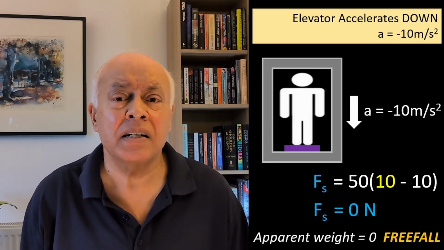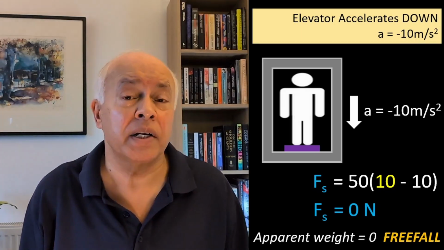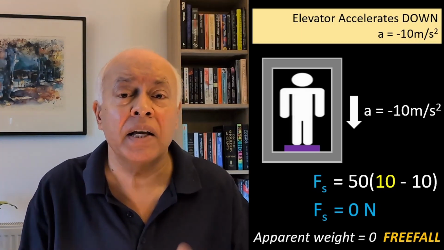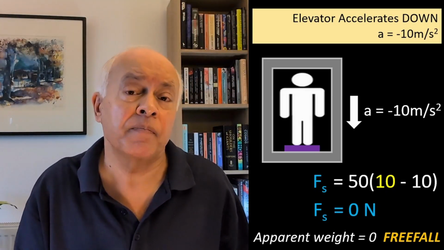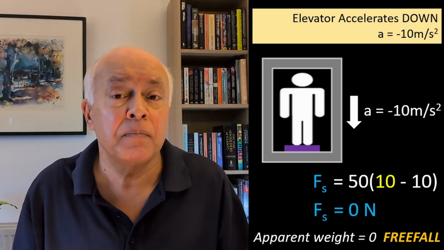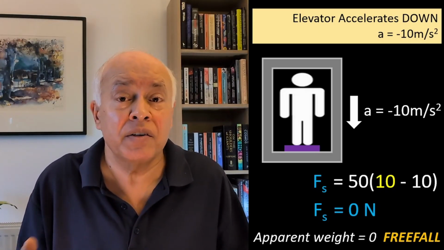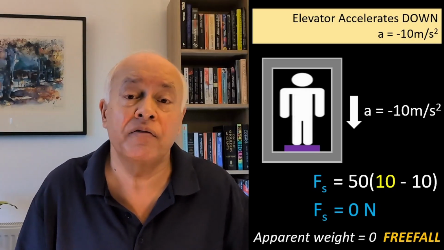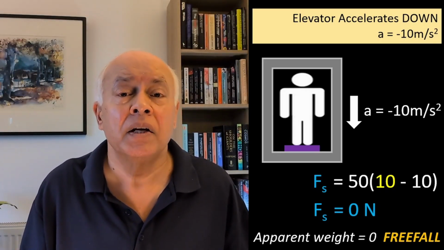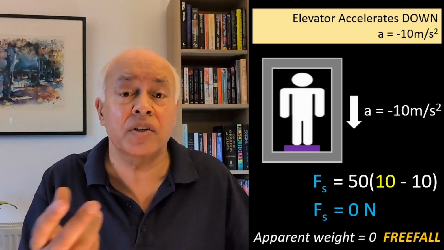And finally, let's accelerate the elevator downwards at 10 meters per second squared. This will be the case if the elevator cable broke and the lift began to free fall downwards. So A is now minus 10 meters per second squared. We can see that Fs now equals 0, that there is no force from the scales to the person, and so the person does not feel any apparent weight. The person is weightless and in free fall, along with the elevator and the scales.